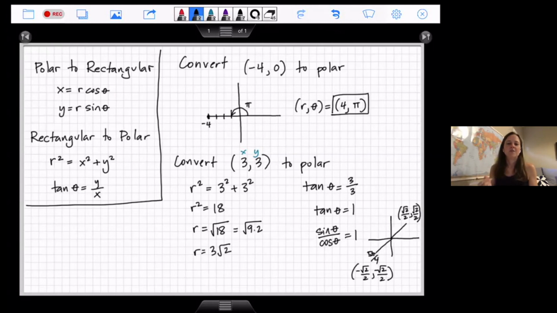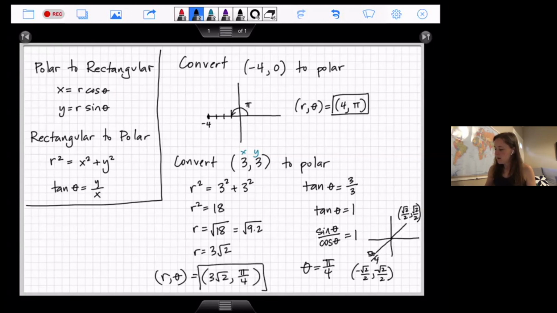Then you just have to ask yourself, which quadrant is this point in? Well, the point was 3 comma 3 in rectangular coordinates, so it's in the first quadrant. So that pi over 4 angle is the one that you're looking for. Okay, so theta must be equal to pi over 4. All right, so our point is going to be 3 square roots of 2 comma pi over 4.